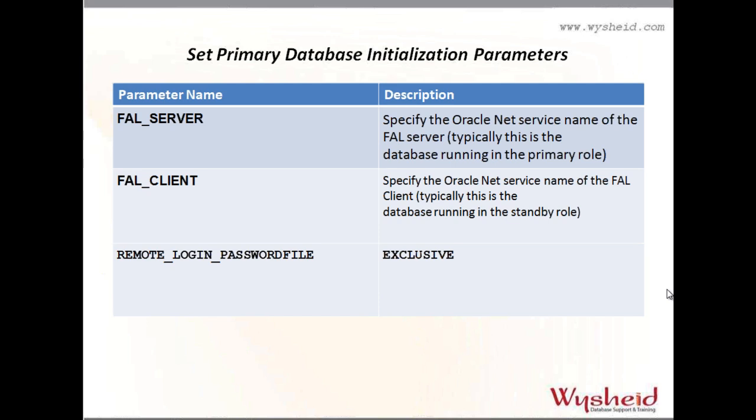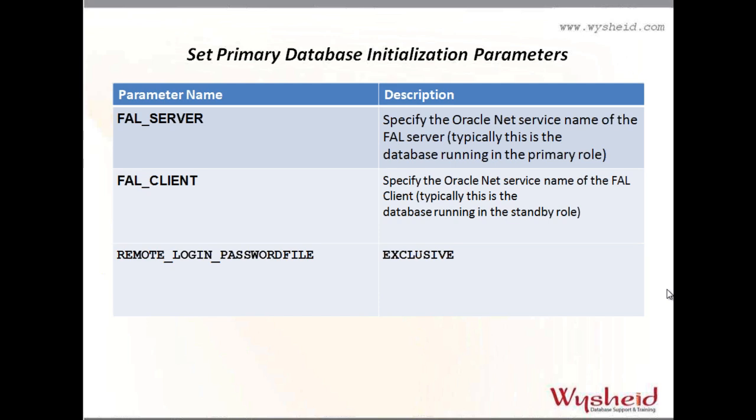The FAL server will be the prime TNS, the TNS entry of the primary instance. And the FAL client will be the stand TNS, because that is the TNS entry of the standby instance. This parameter has to be set on both the primary as well as the standby.